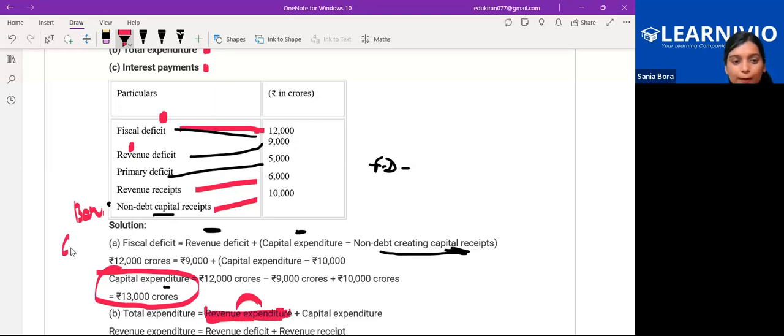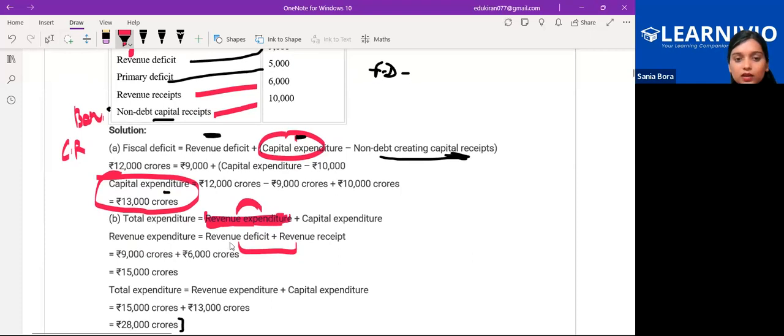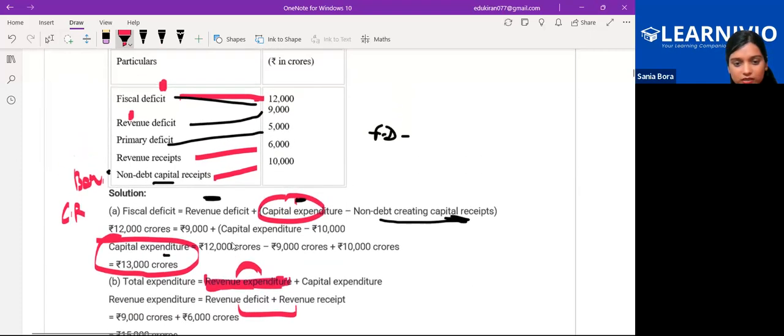Similarly, in this question, capital expenditure was not given. So you first found capital expenditure, then you put it here, right? Yes. So what is the formula to find revenue expenditure? Revenue deficit plus revenue receipt.